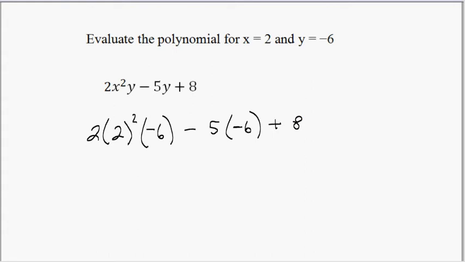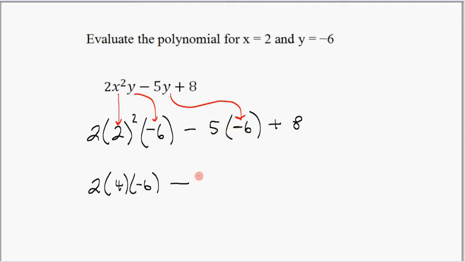Again, my first step should always be just to substitute in the values for x and y. Don't try to simplify it yet. Just directly replace x and y first, and then we'll go through and do the order of operations. So in the order of operations, we have to do the exponent before we do the multiplications. So this is going to be 2 times 4 times negative 6 minus 5 times a negative 6.